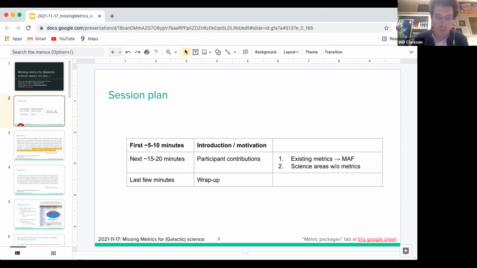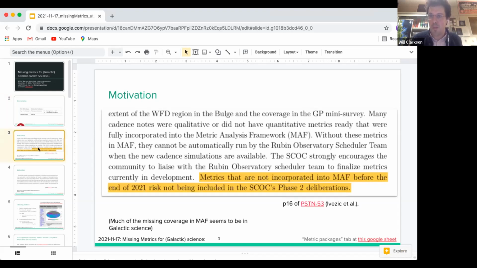So just to set the scene a little bit here, I think everyone here has read this phase 1 draft requirement, but we were told quite categorically earlier in this workshop that observing metrics of the kind we've heard about in the previous couple of sessions here, observing metrics that are not incorporated into math by the end of 2021 risk not being included in the SCOC's phase 2 deliberation. And so this session takes that seriously, and we run with it.